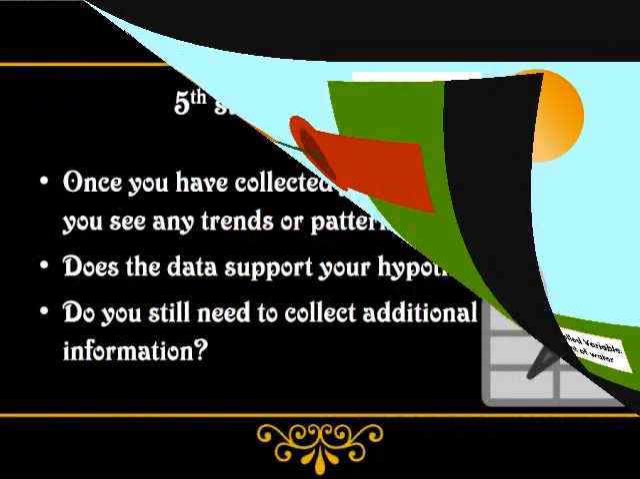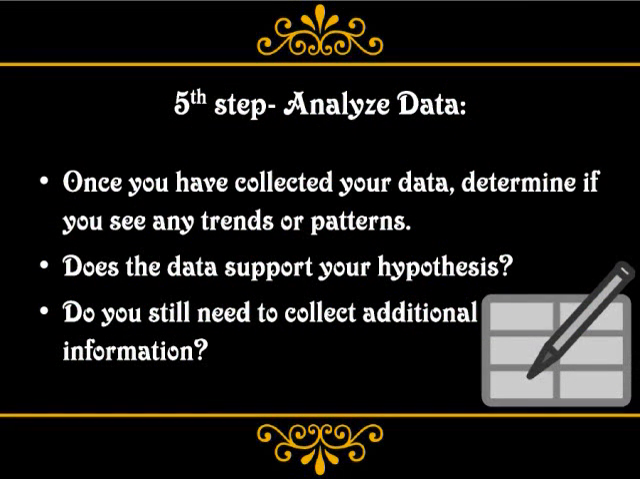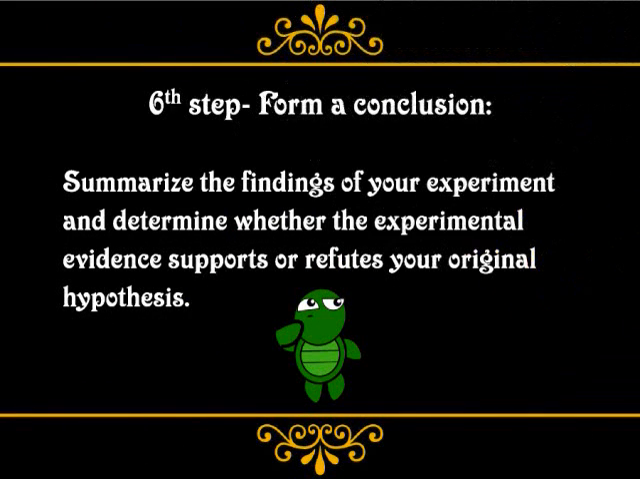Fifth step, analyze your data. Once you have collected your data, determine if you see any trends or patterns. Does the data support your hypothesis? Do you still need to collect additional information? Sixth step, form a conclusion. Summarize the findings of your experiment and determine whether the experimental evidence supports or refutes your original hypothesis.